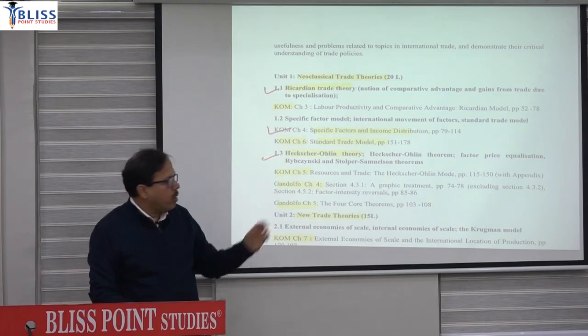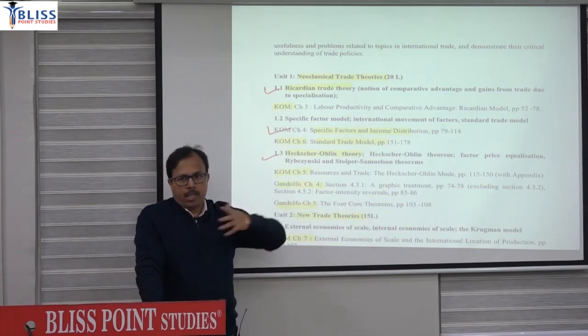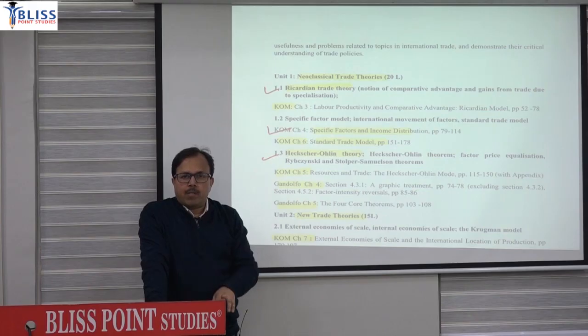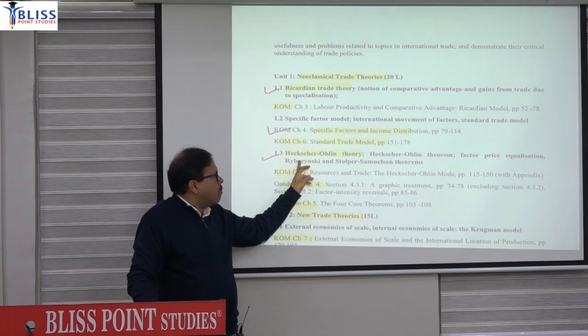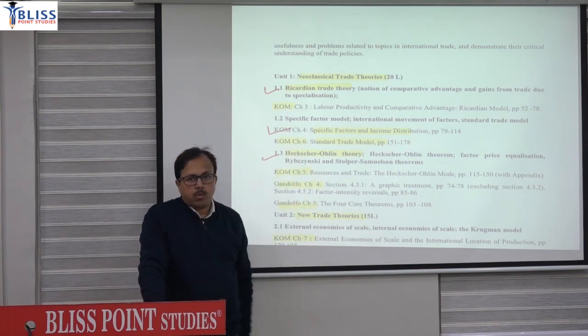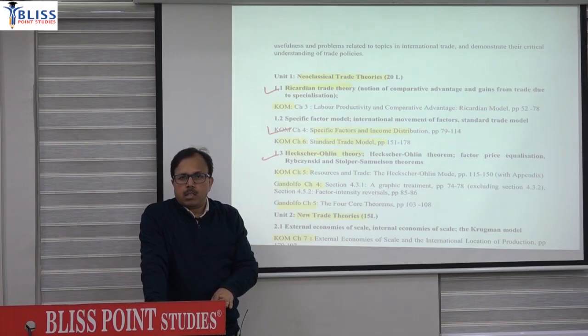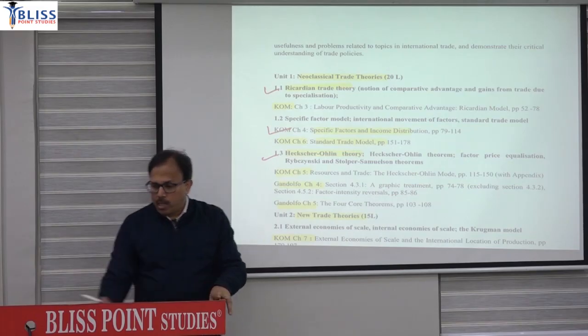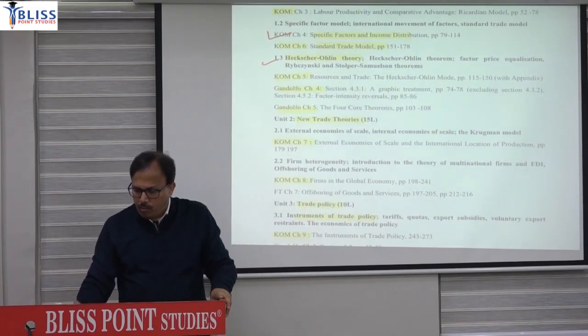Only 4 core theorems you have to explain, like there is a reformulation of the HO model in the form of the Heckscher-Ohlin-Vanek theorem. What is the Rybczynski theorem is already stated in this part, Stolper-Samuelson theorem. So certain theorems and their derivations part. So that is your unit number 1.